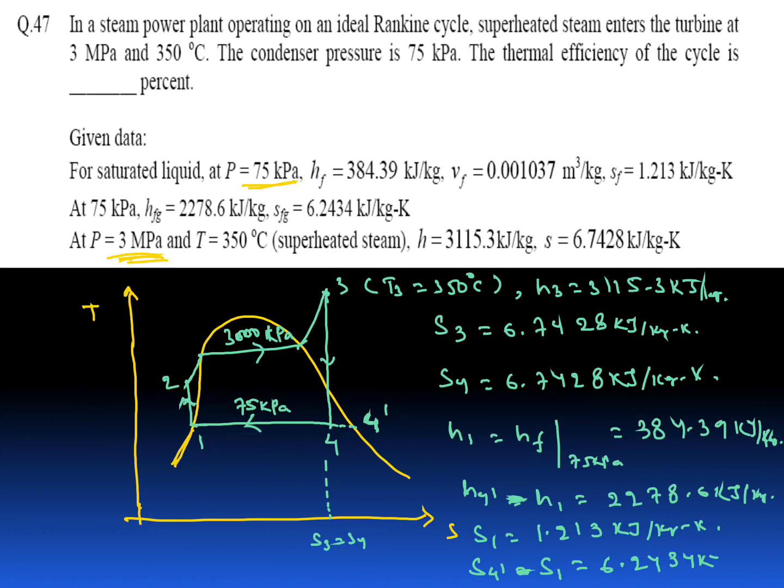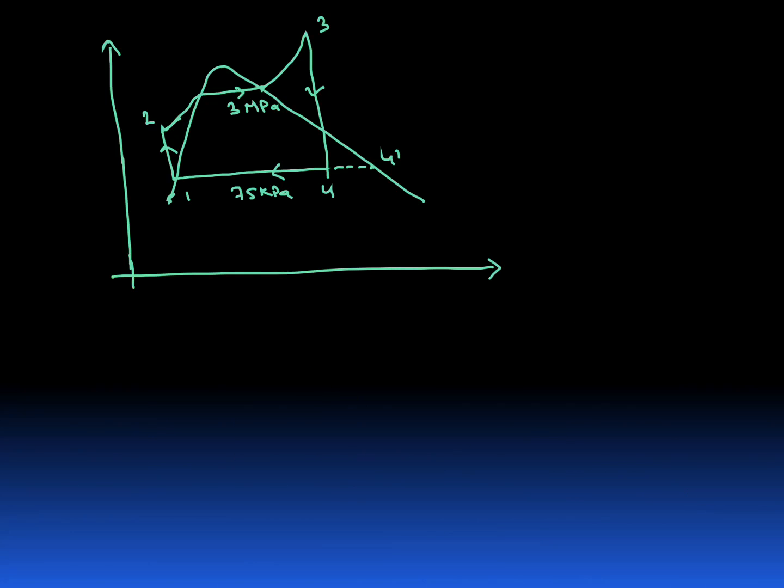First we have to calculate the X value. Then we will calculate enthalpy at 4 point. Then in this question they asked thermal efficiency. Thermal efficiency means work done divided by heat supplied. So at the exit of the turbine we will calculate the dryness fraction. At this point we will calculate the dryness fraction.